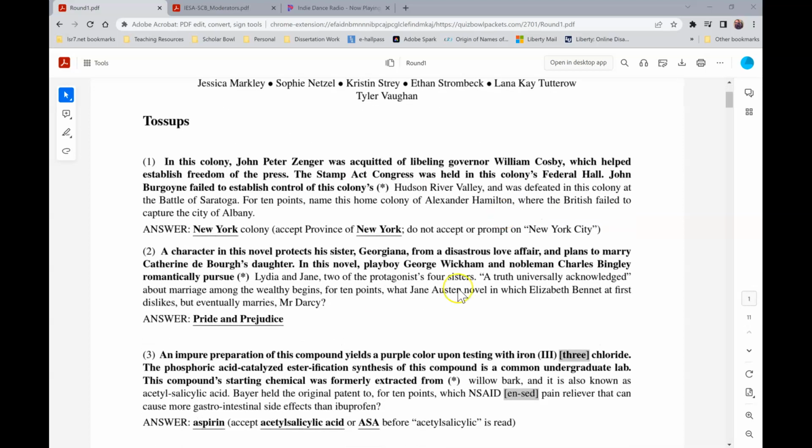Here's an example of how I would read this first question. Toss-up number 1. In this colony, John Peter Zenger was acquitted of libeling Governor William Cosby, which helped establish freedom of the press. The Stamp Act Congress was held in this colony's federal hall. Jean Burgon failed to establish control of this colony's Hudson River Valley and was defeated in this colony at the Battle of Saratoga. For 10 points, name this home colony of Alexander Hamilton, where the British failed to capture the city of Albany. Notice that I made quite a few pronunciation mistakes, and that is okay. Both teams hear you saying the same thing, so missing a few words is fine.